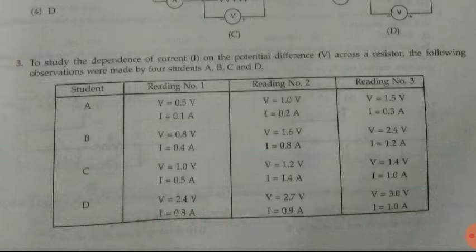So that's why we can see that if we want to find out the value of resistance by using the formula V upon I for the readings of student C, we will get different values of resistance. Okay, but in Ohm's law we know that resistance is constant. So that's why we can say that student C has done the wrong observations.